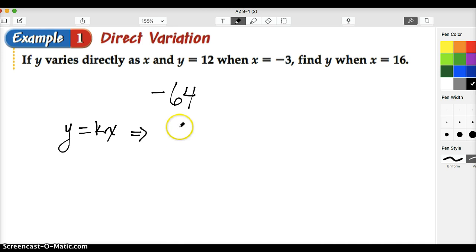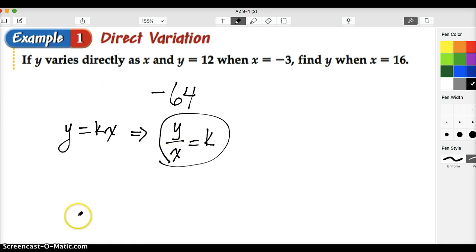If I were to divide both sides by x, notice what happens. I get y over x is equal to k. This can be very handy in handling direct variation problems. Let's try it this way.